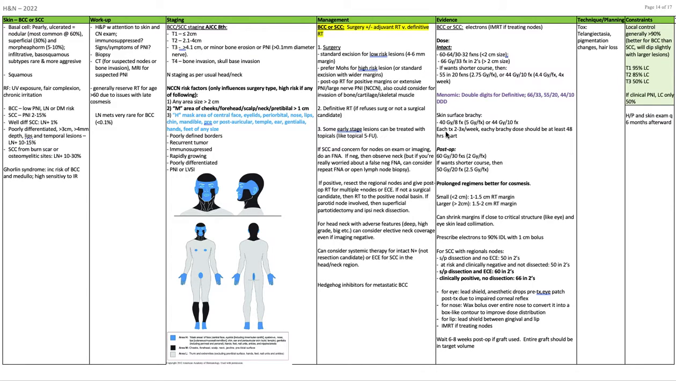Skin surface brachy can be 40 gray in 8 fractions at 5 gray a fraction, or 44 gray in 10 fractions. Each treatment is 2 or 3 times a week. Each brachy dose should be at least 2 days apart.